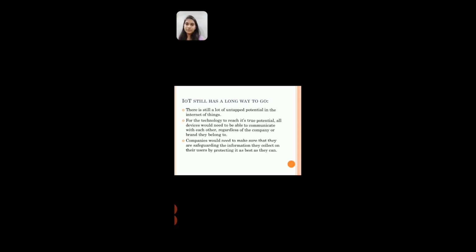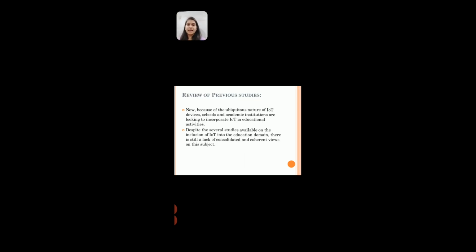And the second point is review of previous studies. Because of the ubiquitous nature of Internet of Things devices, schools and academic institutions are looking to incorporate IoT in educational activities. Despite the several studies available on the inclusion of Internet of Things into the education domain, there is still a lack of consolidated and coherent views on these subjects.